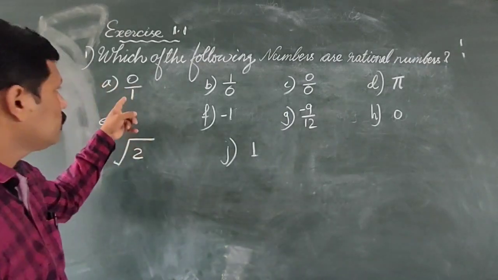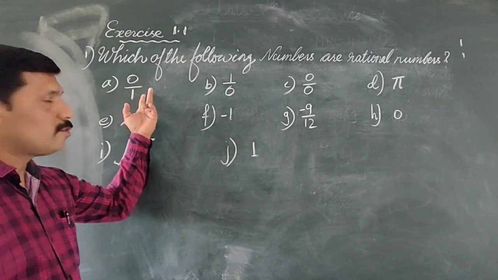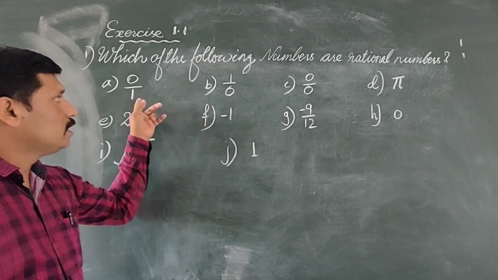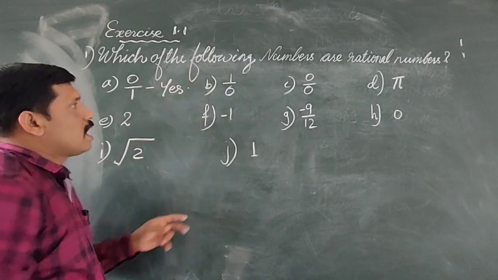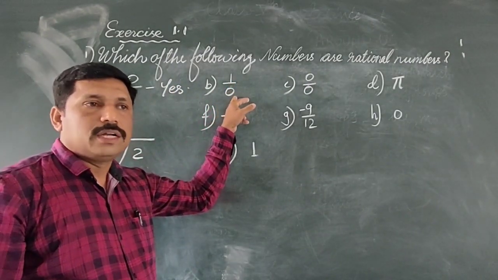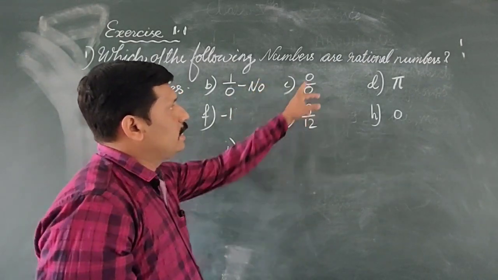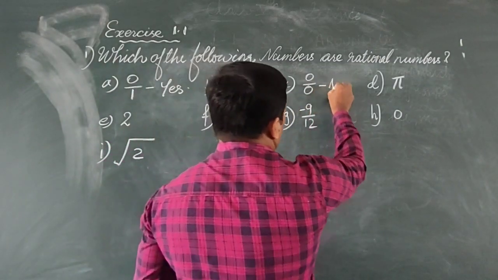Look at the first one, 0 upon 1. Here you can see that it is in the form of a fraction and the denominator is not equal to 0. The denominator is 1. Therefore, it is a rational number, so we can write here yes. And the second one, here it is in the form of a fraction, but the denominator is 0. Therefore, it is not a rational number. And here, 0 by 0, that is actually meaningless. So this is also no.